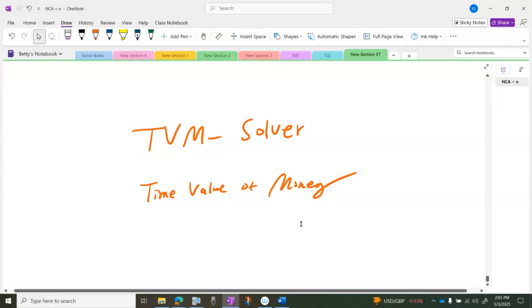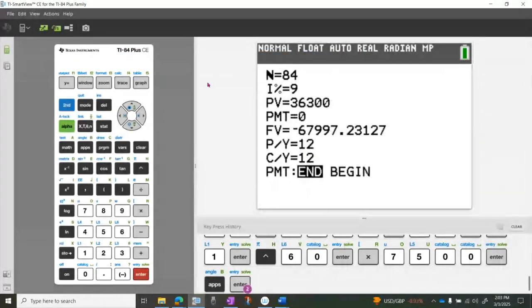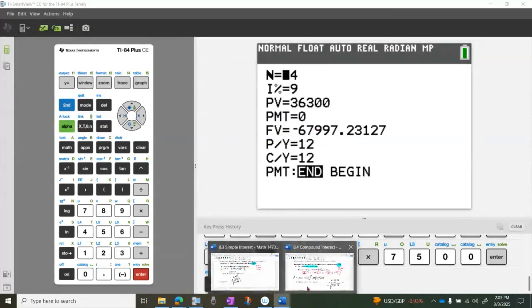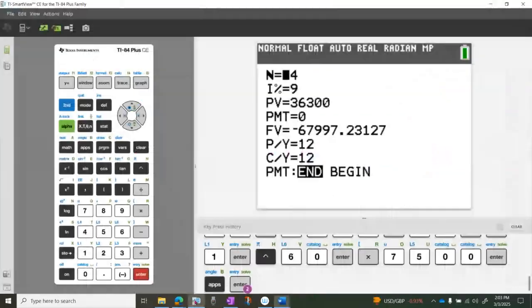So this is the TVM solver. In that solver, you'll see a menu like this, and you're going to enter the correct values for each entry, and the app will help you calculate what you want. Of course, you are welcome to use the formulas and the compounding factor to compute the result, but you can also use the app here.